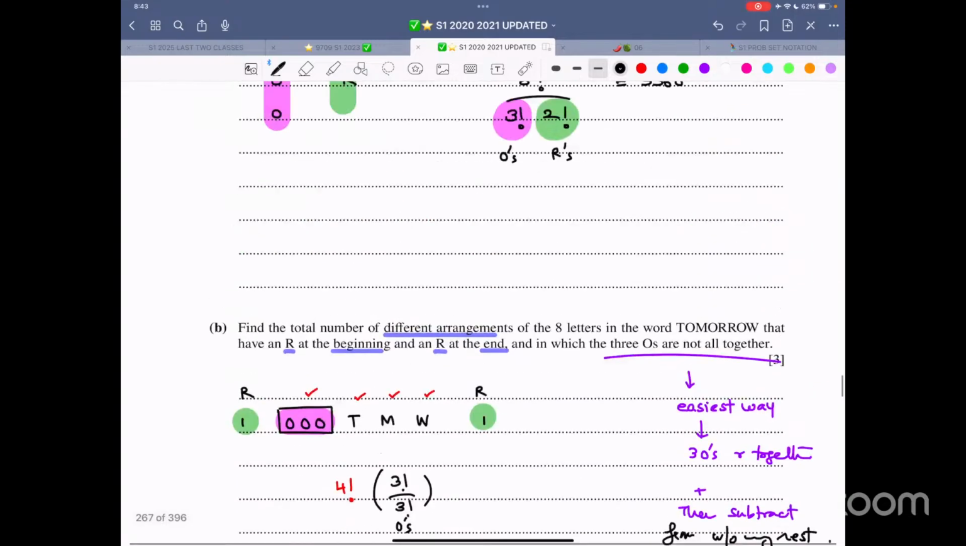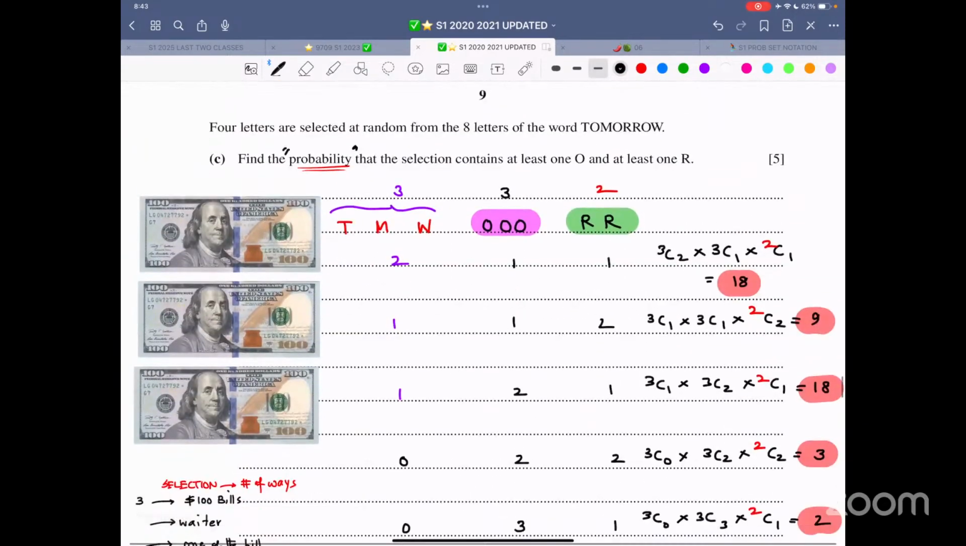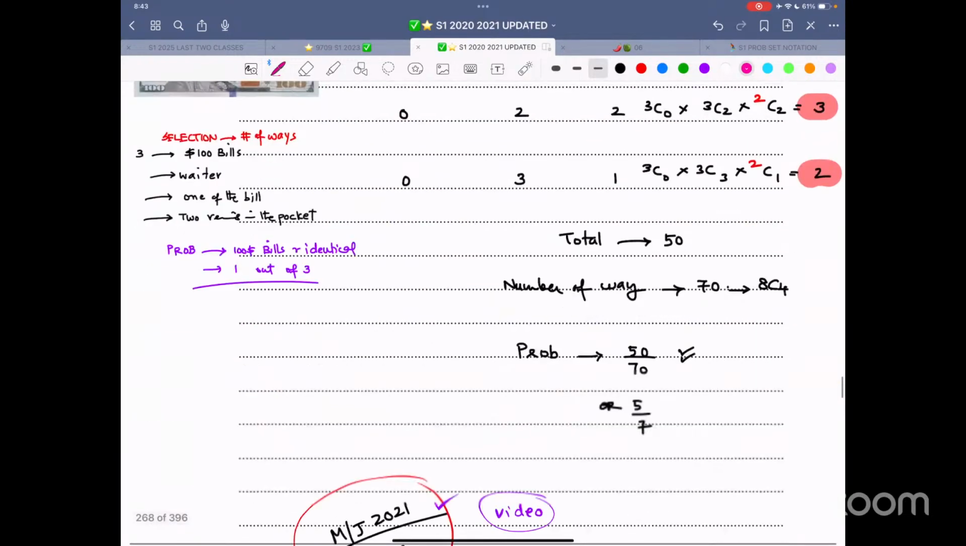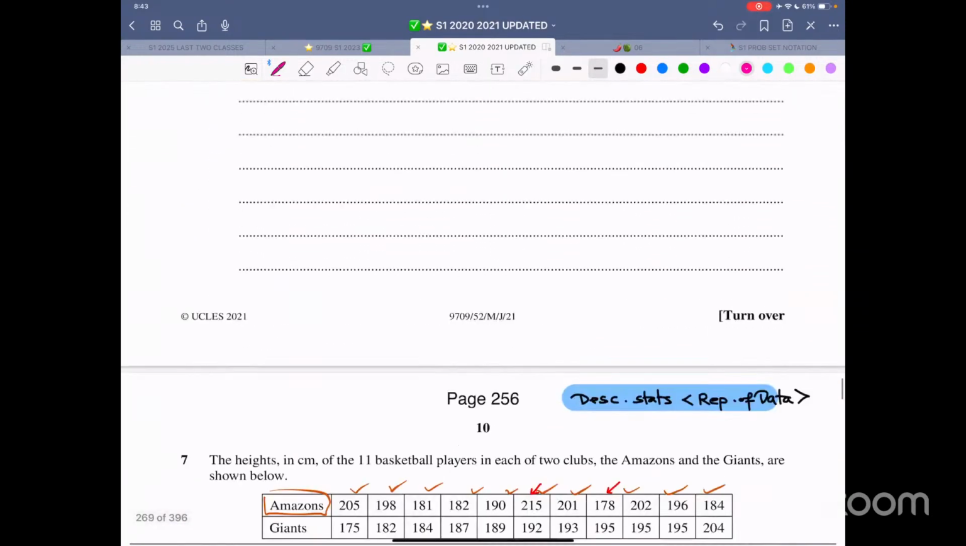Now this is the second part. Now comes this part. 4 letters are selected at random from the 8 letters of the word tomorrow. This was the first time that such a question came in which they were asking for the probability. So remember the words. I can use probability, I can use percentage, I can use maybe a chance, something like that, that the selection contains at least 1 O and at least 1 R. So now I'm just looking for one thing.